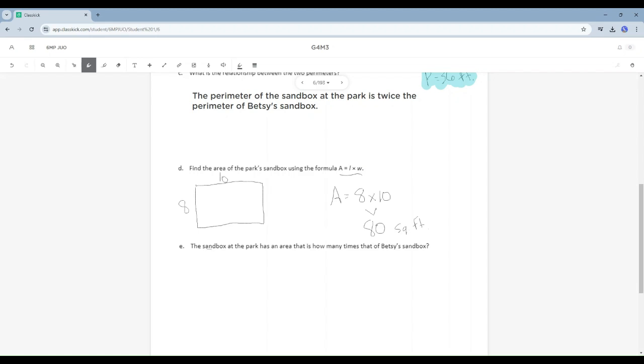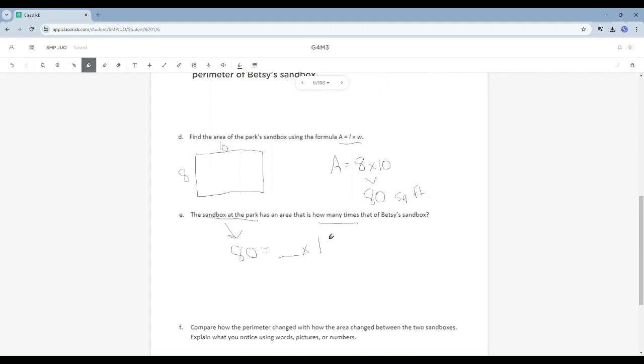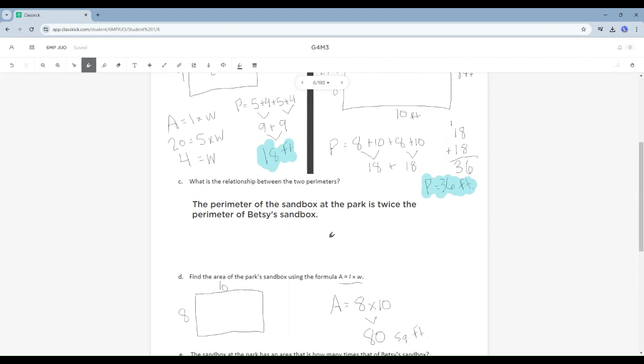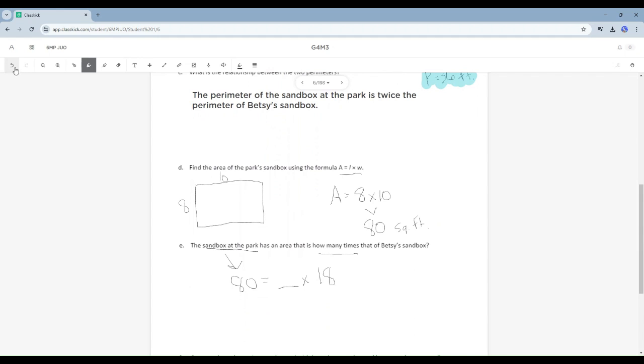It says the sandbox at the park has an area that is how many times that of Betsy's sandbox? So the sandbox at the park, we already discovered that the area of the sandbox at the park is 80, is how many times, so 80 is equal to something times the area of Betsy's sandbox, which is 18. I'm sorry. Not 18. Nope, that's the perimeter. My apologies, I made a mistake on that.